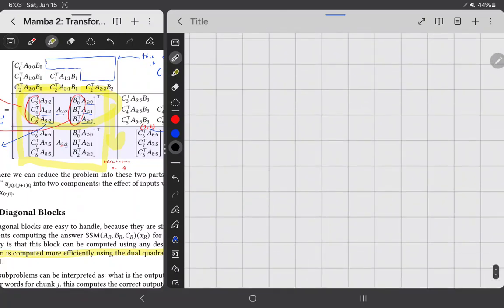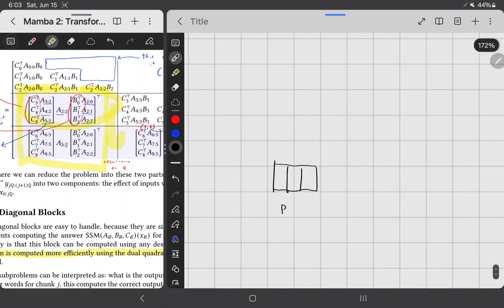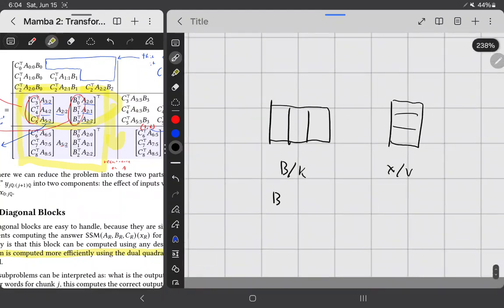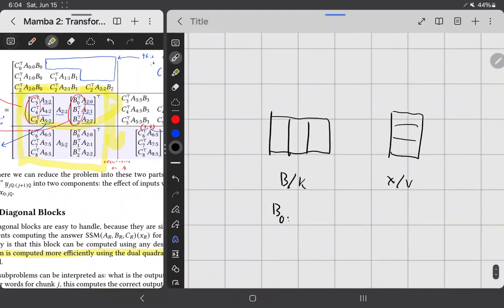So what we're going to do is start off with our B values, or our key values. So this will be B or K. And we're also going to have our X values, or our value values. So this will be X or V, depending on if you look at this through an attention or an SSM perspective. So this will be the B values from 0 to 2, and these are transposed. And these will be the X values from 0 to 2, and these are not transposed.